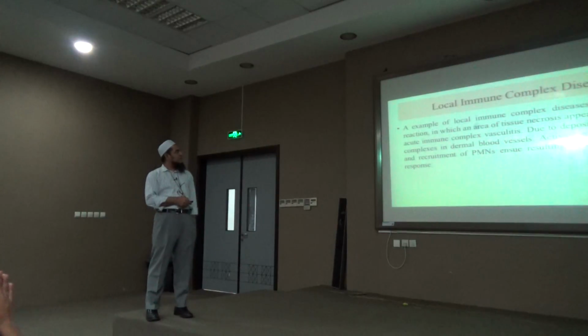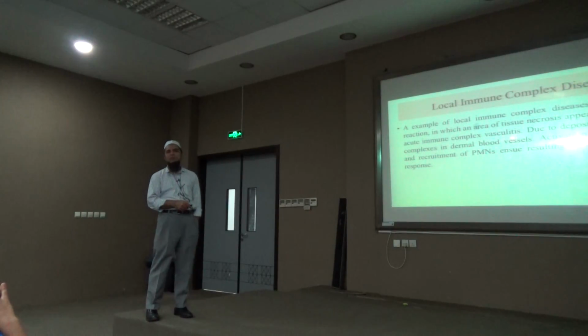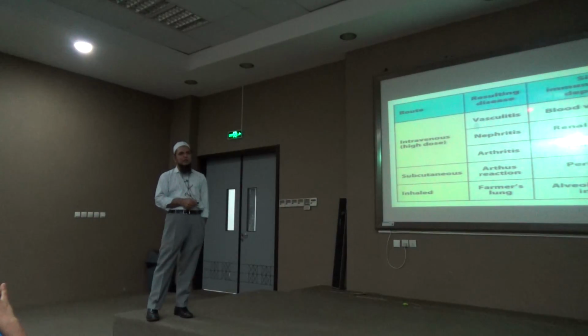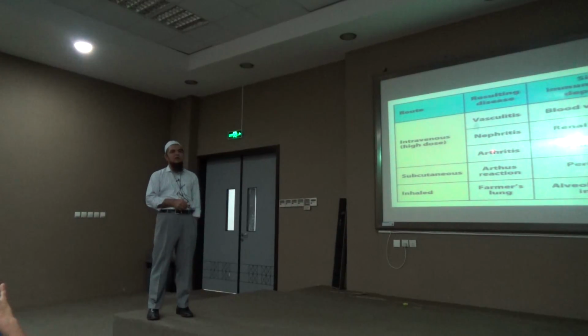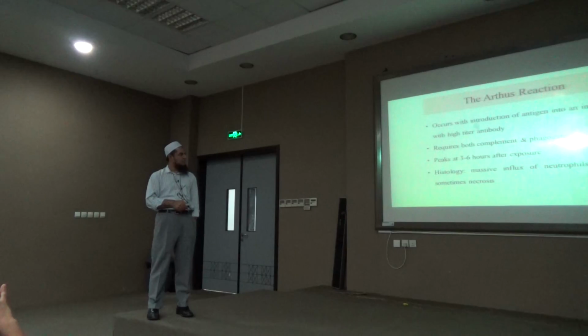Localized infections are the localized immune complex. When it damages a local area, it is called the Arthus reaction, and it is related to the particular area, because in that area the blood vessel will be damaged, vasculitis will be there, necrosis will be there. It leads to deposition of the immune complexes in the dermal blood vessels, activation of the complement, recruitment of the polymorphs, and a resulting inflammatory response. If it is in the vessels, it leads to vasculitis. If it is in the kidneys, it will cause nephritis. If it is in the joints, it causes arthritis. If subcutaneous, Arthus reaction. If inhaled, farmer's lung. All these are type 3 hypersensitivity reactions.